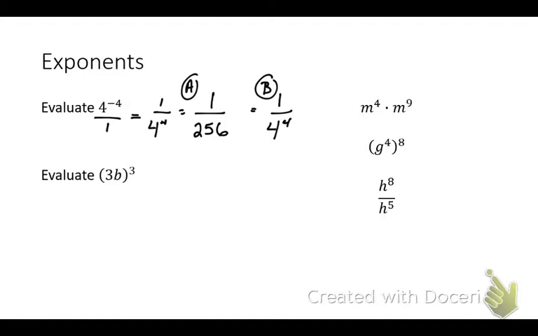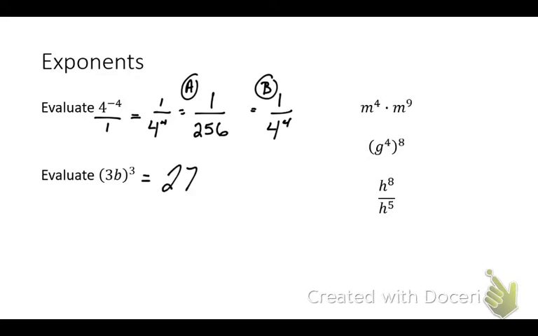All right? Okay, so to evaluate 3b to the third power, what mistake did I make with my answer? 9b to the third power. What mistake did I make? You did 3 times 3, not 3. Yes, I did 3 times 3. What should it be, Nyla?